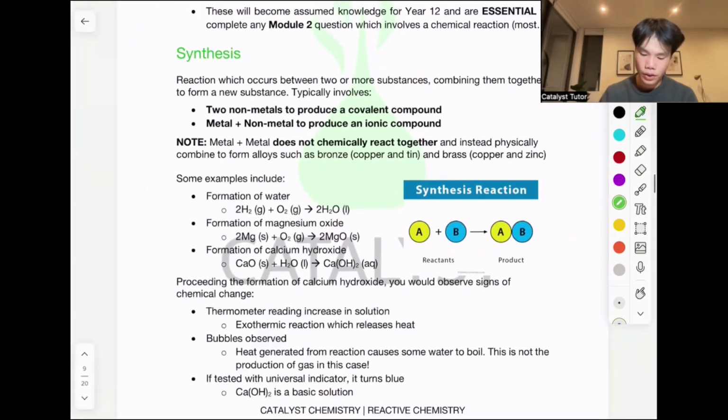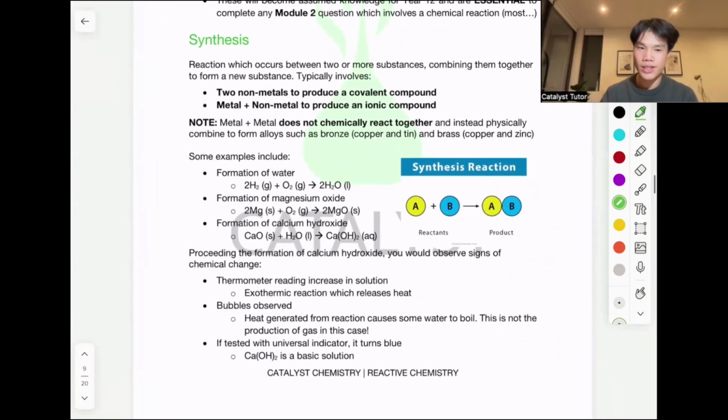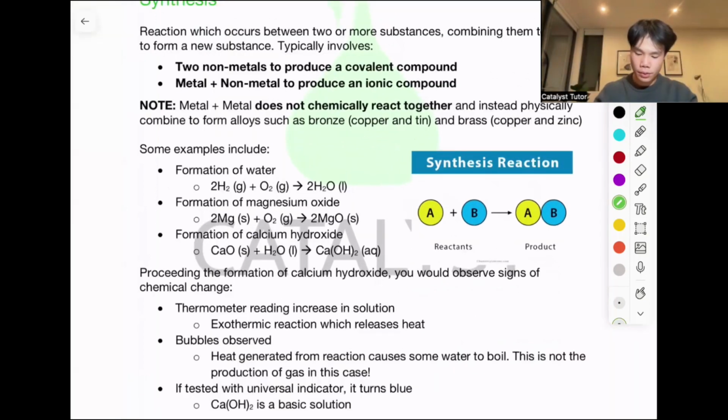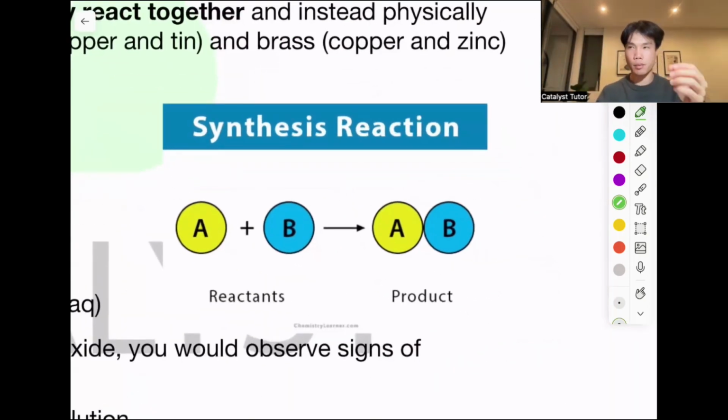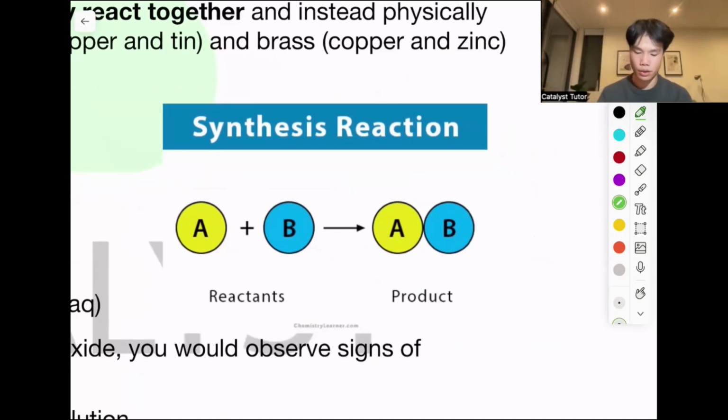Okay, so synthesis. As the name suggests, you are synthesizing something, so you are making something from smaller pieces. In a synthesis reaction, you are taking more than one part and putting it together into less than the number of parts you started with. And it's usually 2 parts going to 1 in a basic synthesis reaction.